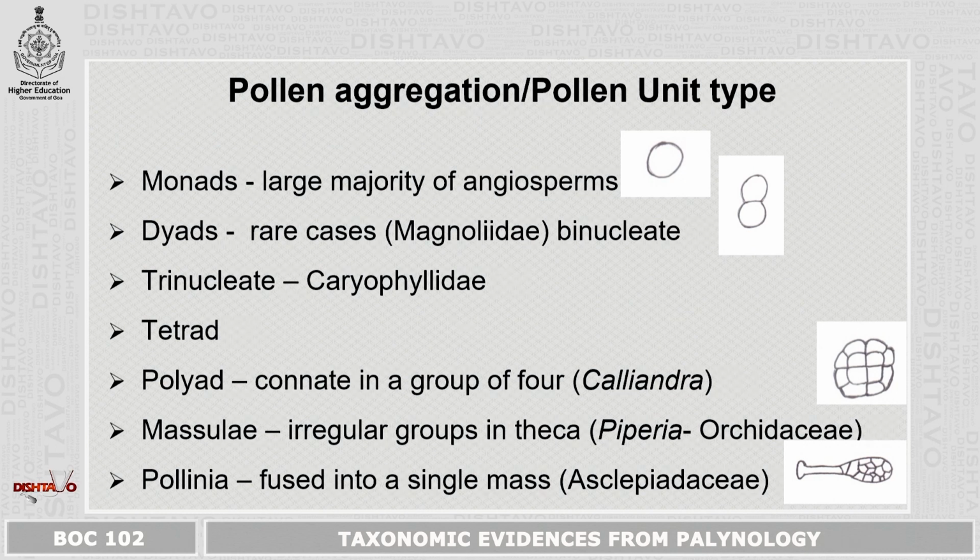If you see the pollen aggregation or pollen unit type, we see monads, which are seen in the majority of the angiosperms. Dyads, which are seen in rare cases like Magnoliidae. Trinucleate are seen in Caryophyllaceae. Tetrads also are seen in a number of plants, which we'll see in the next slide. Polyads are seen in Calliandra. Massulae form irregular groups in Orchidaceae, whereas pollinia are seen very much in Asclepiadaceae.